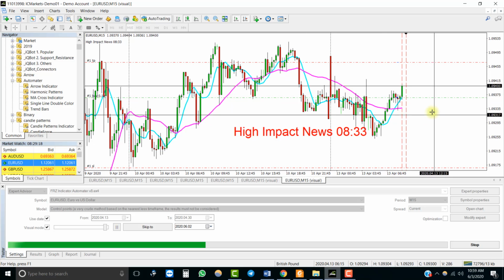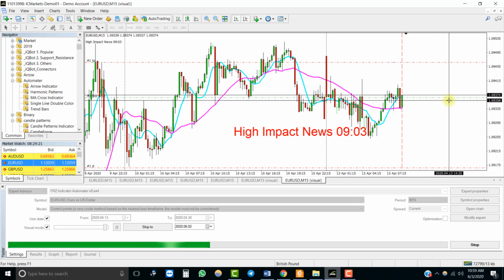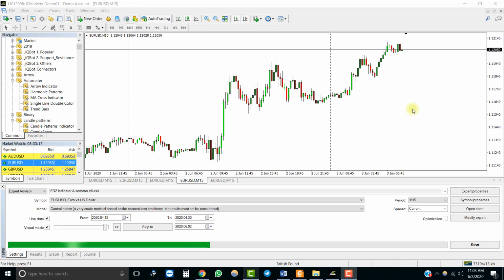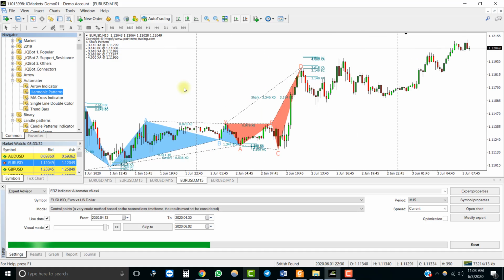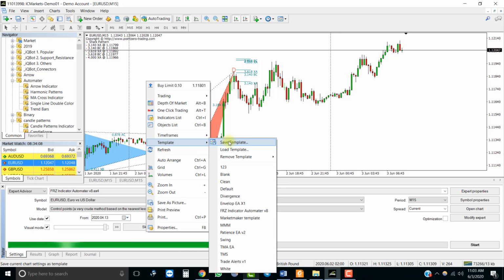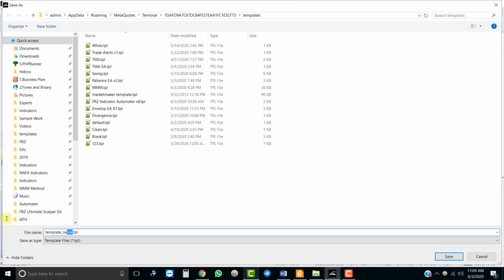You will notice that a trade was taken, a buy trade, when the blue line crosses above the pink line. Now let's automate an object-based indicator. This is a harmonic pattern indicator which we discussed earlier, and let's try to automate this indicator. We want to buy when the blue triangle appears and sell when the red or pink triangle appears. Let's save this as a template so that we can see the indicator when the backtest is running.